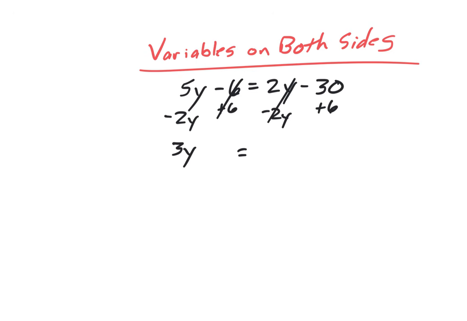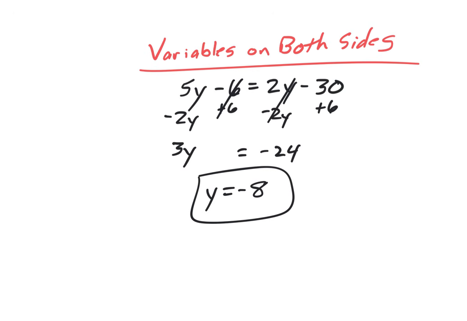Negative 30, because you've got a minus sign in front. Negative 30 plus 6 is negative 24. And then we can just divide by 3. Negative 8. And that's our answer.